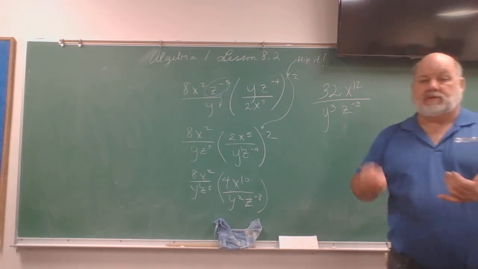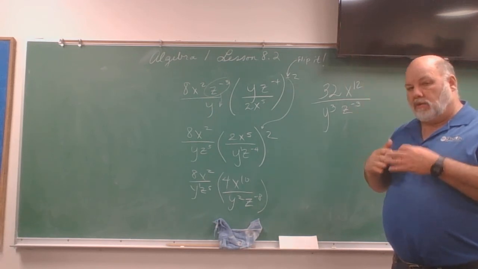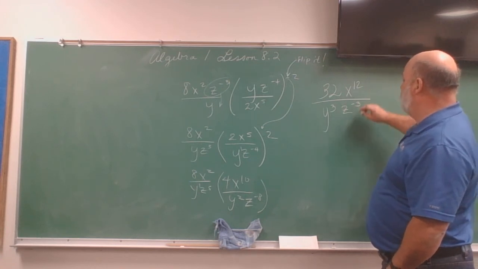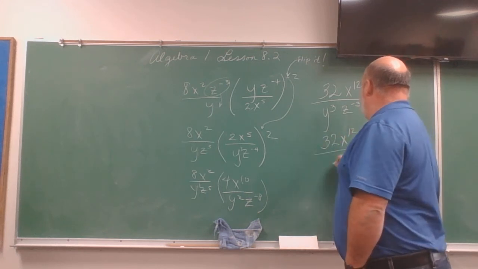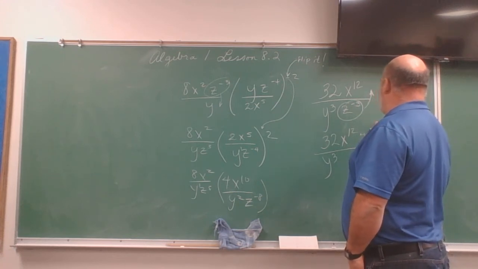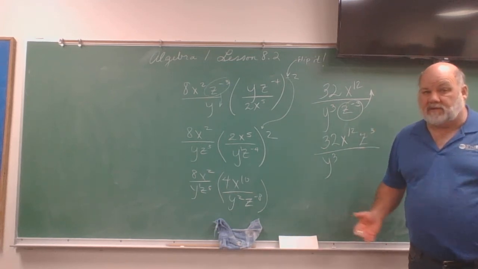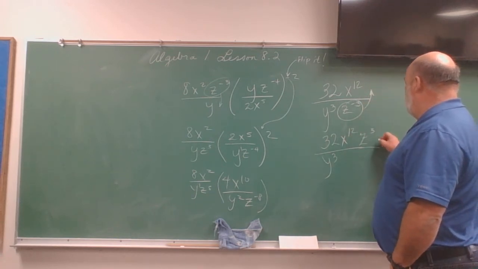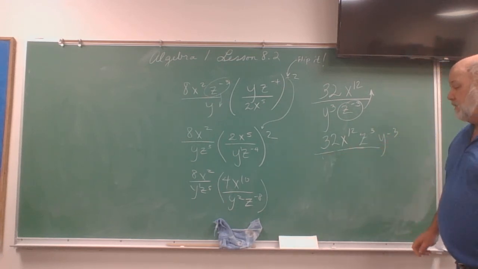One last step. Mr. Harrison has a rule, either all powers in the numerator or all powers positive. So the easiest way would be to move this z to the negative 3 up. So you would get 32 x to the 12th y cubed, and I'm going to show this. This comes up and becomes z cubed on top. If I had said everything in the numerator, this y cubed would come up also, and it would just be a y to the negative 3 up here. Either one of those answers would be acceptable.